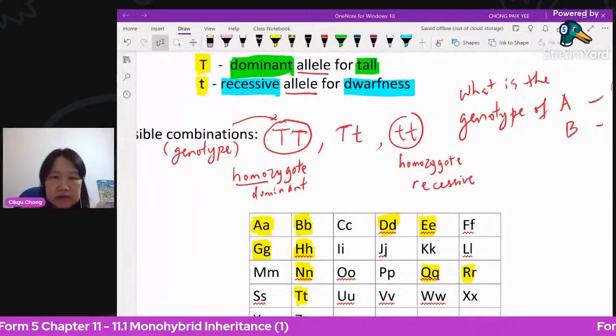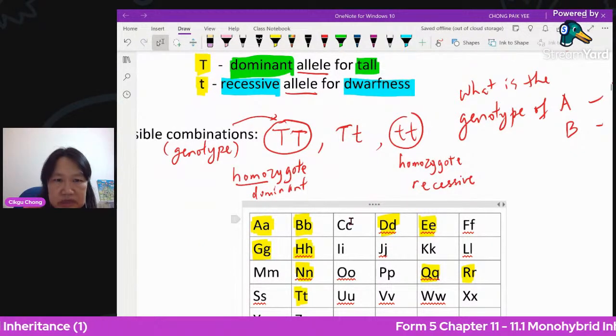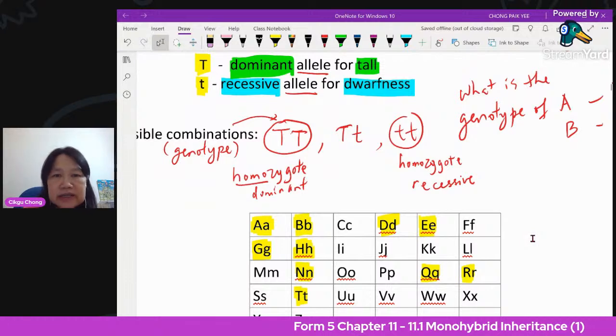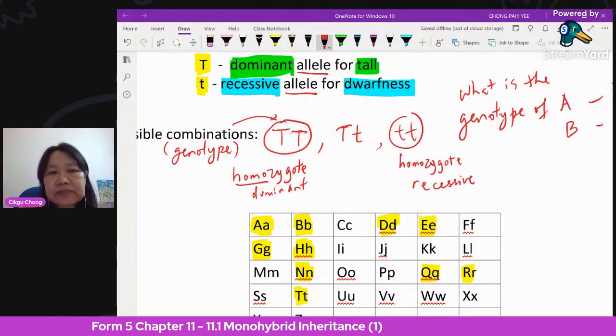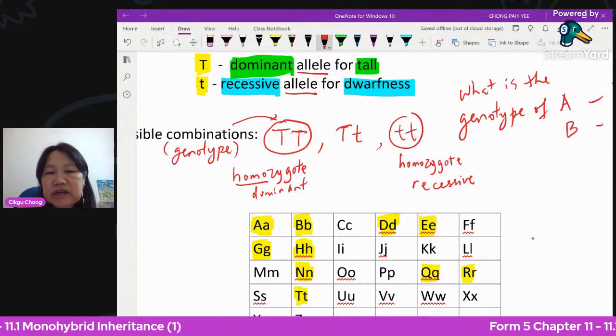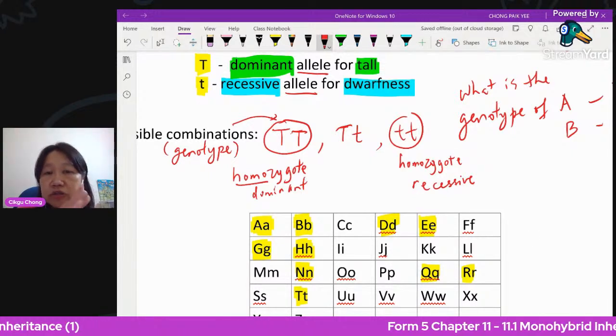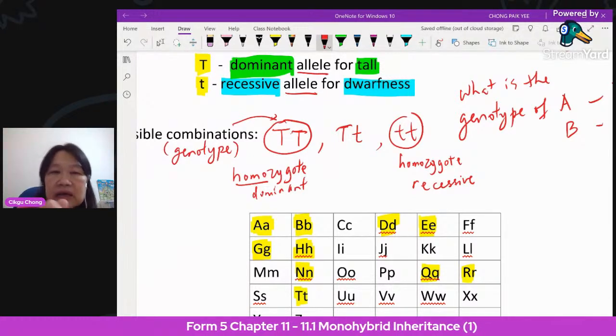So here, I want to move this away, but the blue, the yellow color will still be there. I'll go to that later. So homozygote dominant means two capital letters of the same type. Homozygote recessive is called two small letters because they are recessive. Two are the same. Now what about this one?